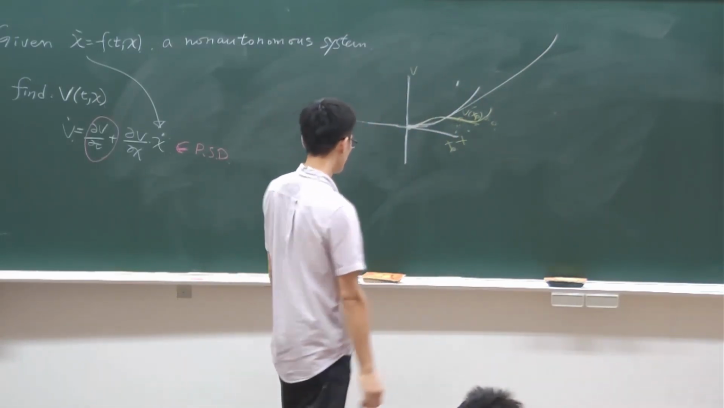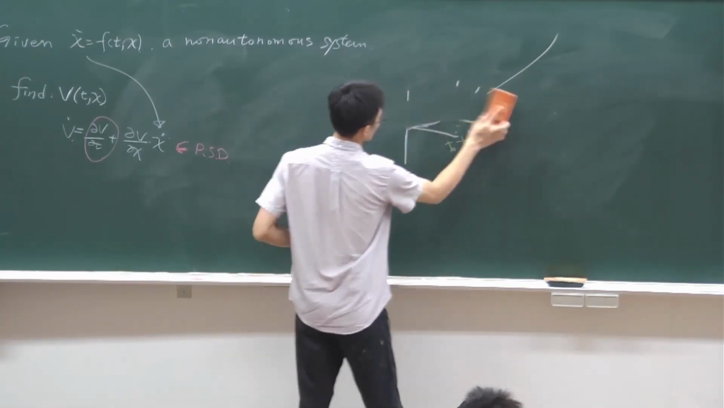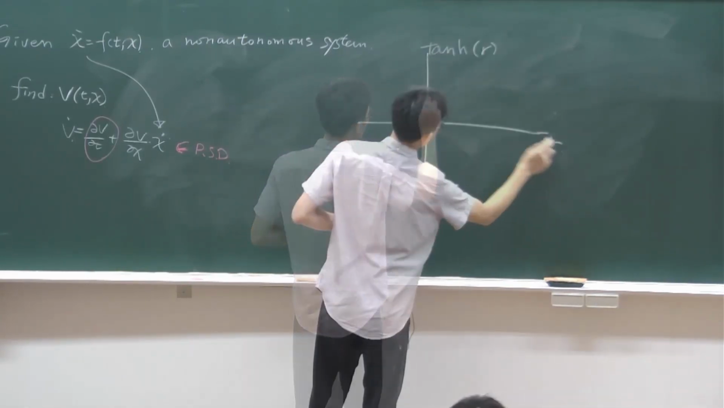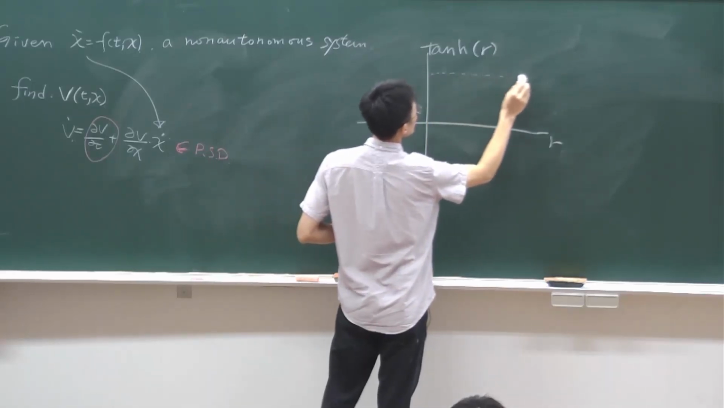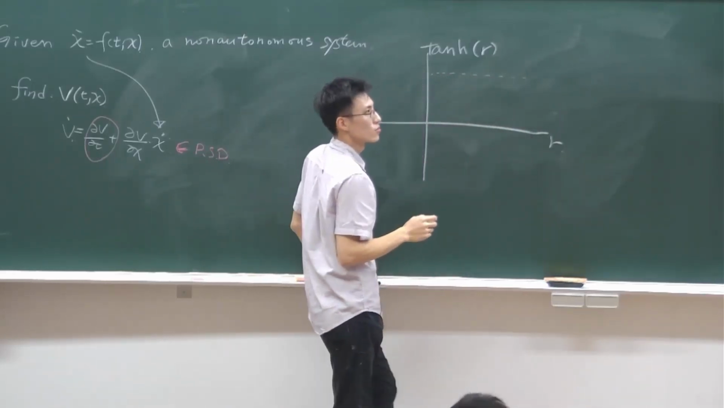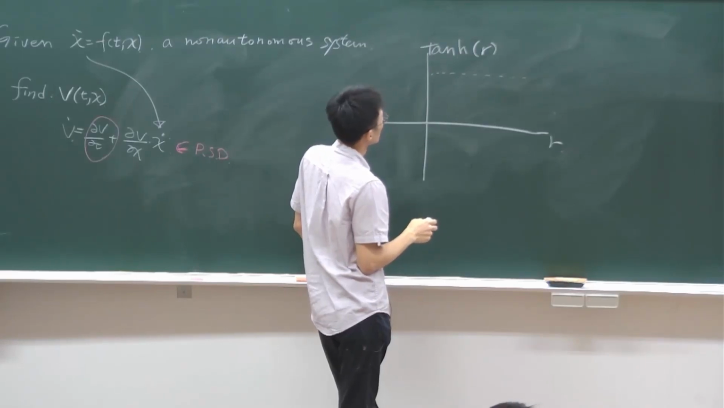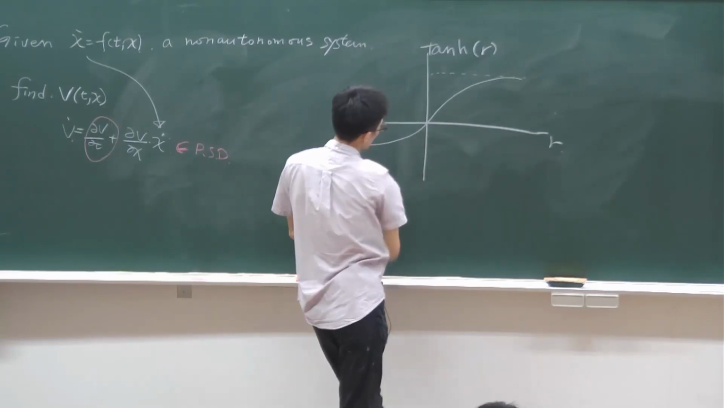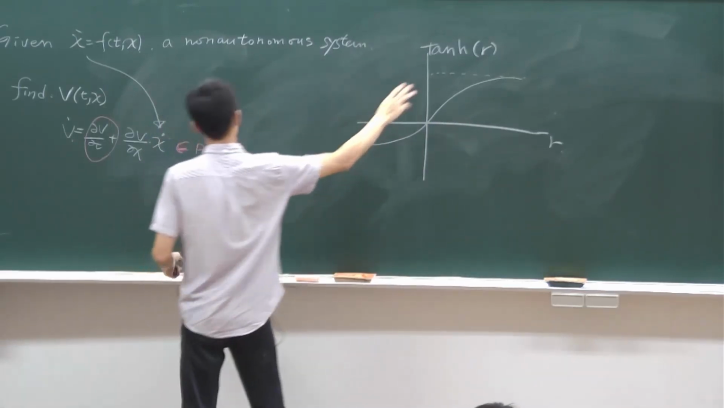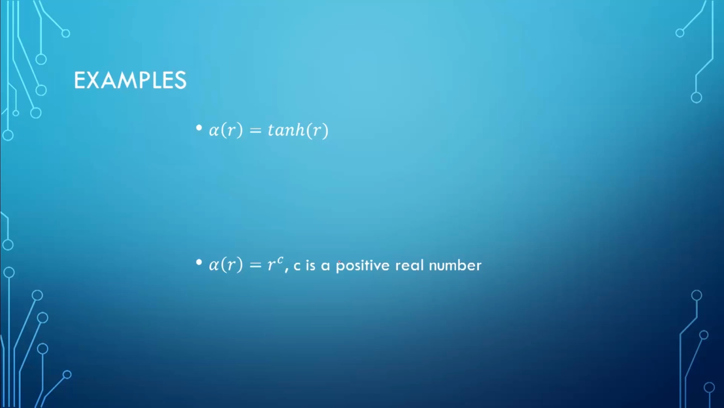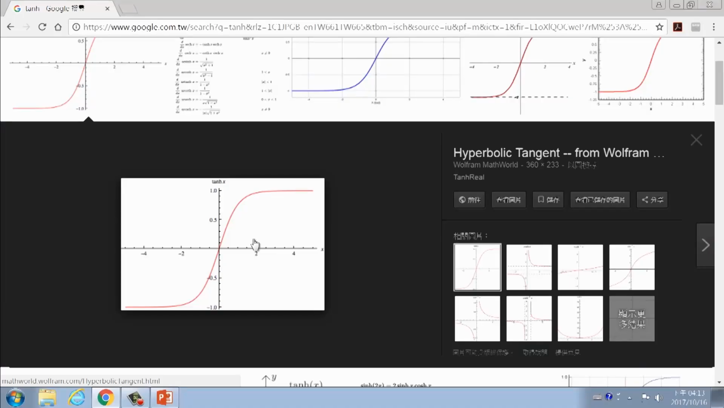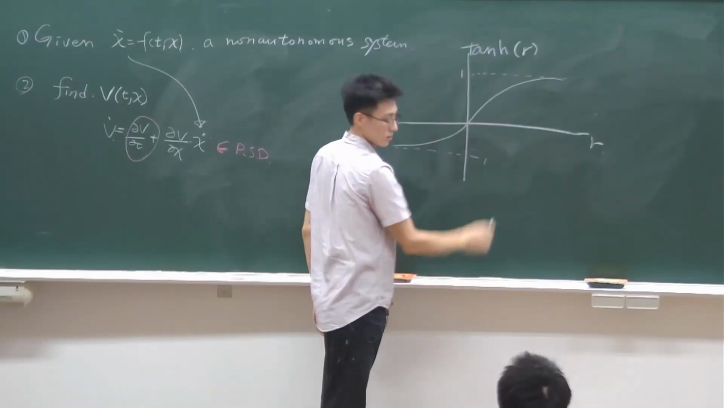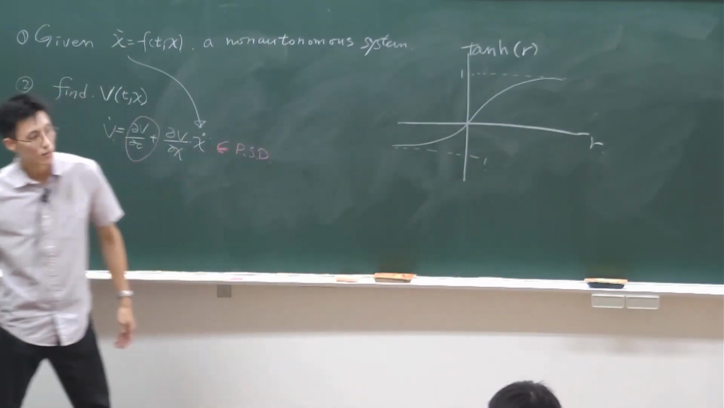tanh. What does the tanh function look like? The tanh function is upper bounded by something like this. Okay. It's upper bounded by some constant, 1 or 2 pi, I forgot. Okay, it's upper and lower bounded by 1. So it's between -1 and 1. Strictly increasing.